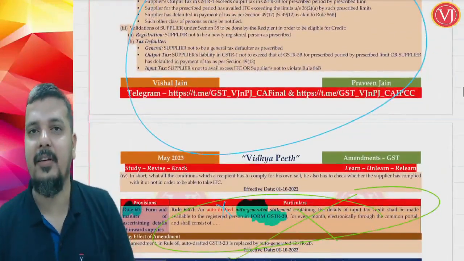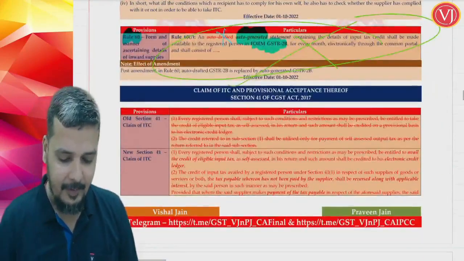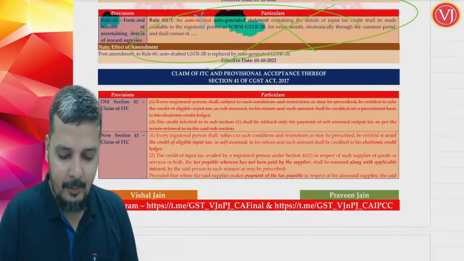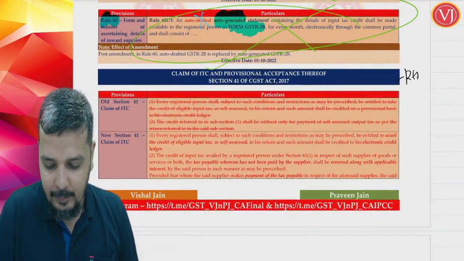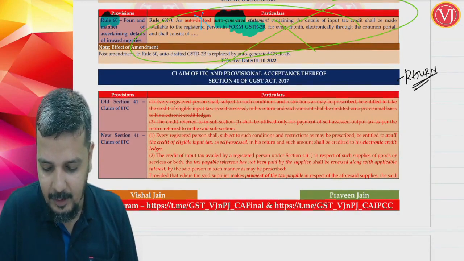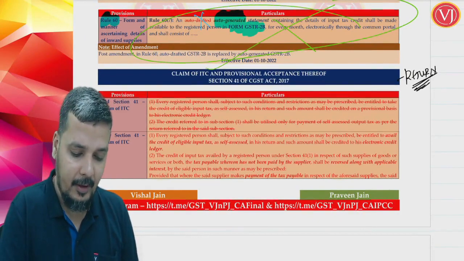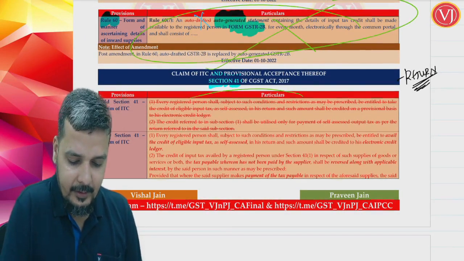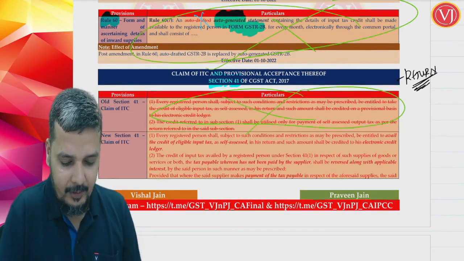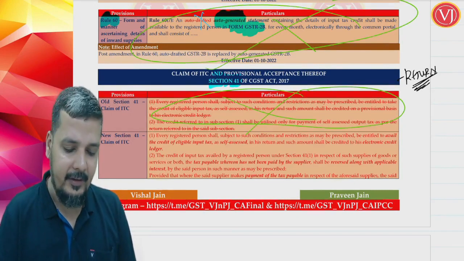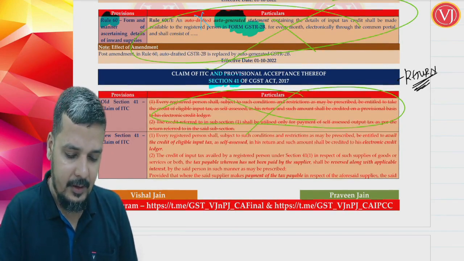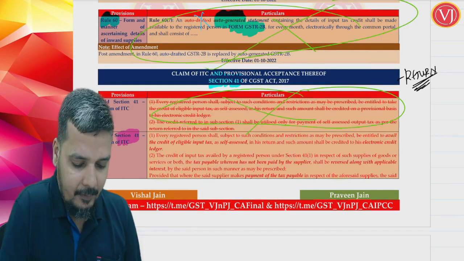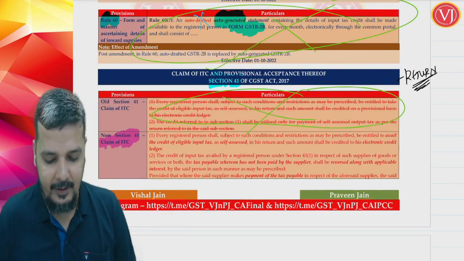Right, this section 38, read along with rule 60, was a part of the return filing chapter we have discussed. Also, you are talking about the next provision. This is again a part of the return filing chapter, section 41. Section 41 is fully replaced. Old section 41 is gone. You are talking about provisional ITC, new section 41, claim of provisional ITC, provisional ITC and final ITC.